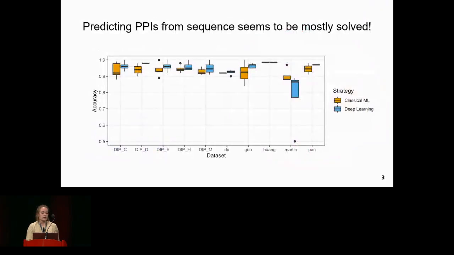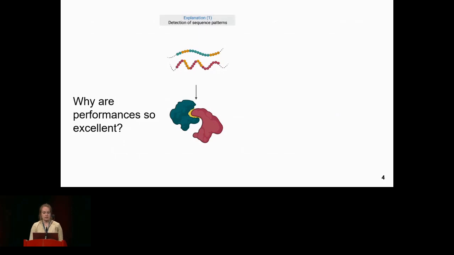Looking at the literature, it seems like predicting PPIs from sequence is mostly solved. We can see that excellent accuracies can be reached on commonly used datasets, and it doesn't seem to matter whether we use classical machine learning or deep learning. But why are performances so excellent? We came up with 3 explanations.